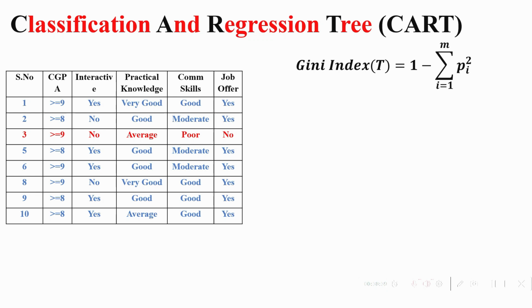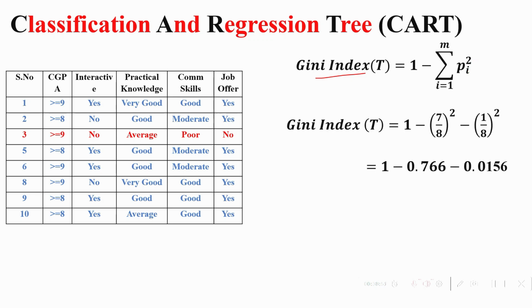Gini index of target variable equals 1 minus sigma of i equal to 1 to m, probability of the corresponding class label, p_i squared. So that is the Gini index of the target variable. Here we are going to find out the target variable.